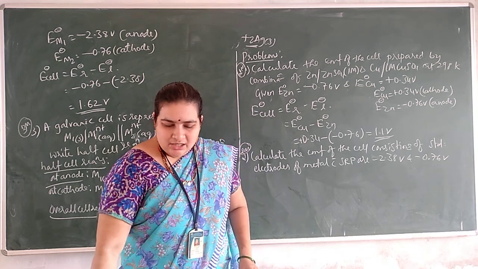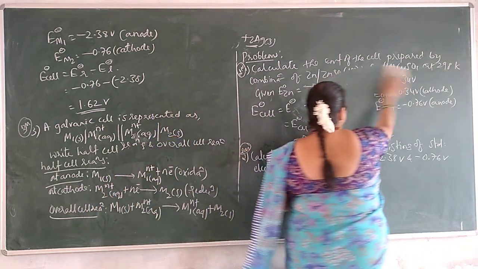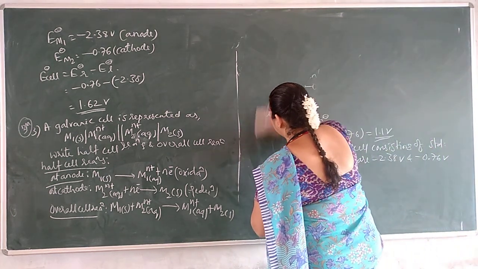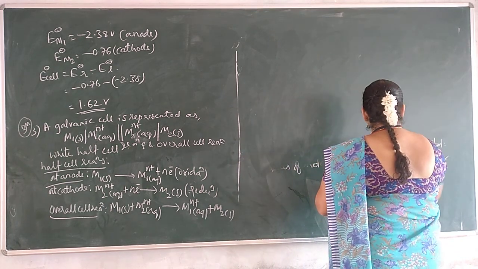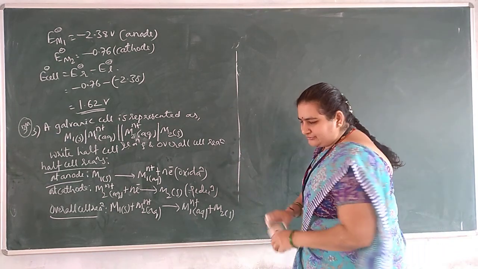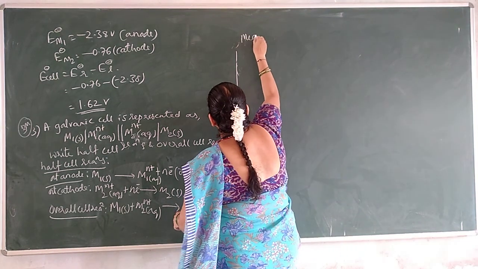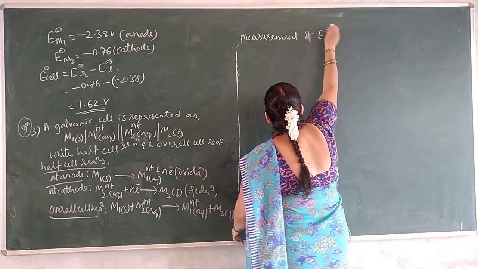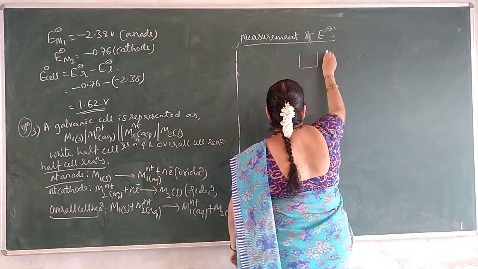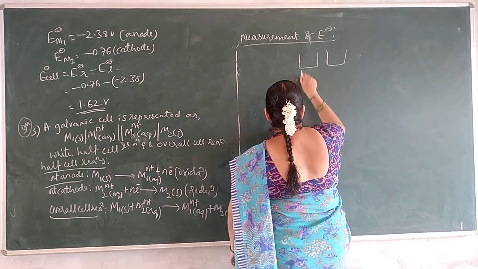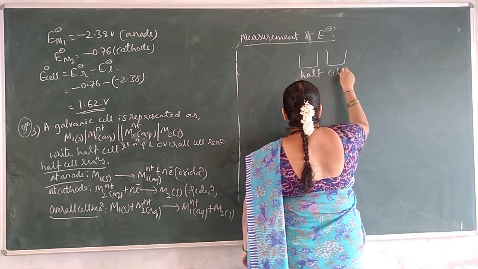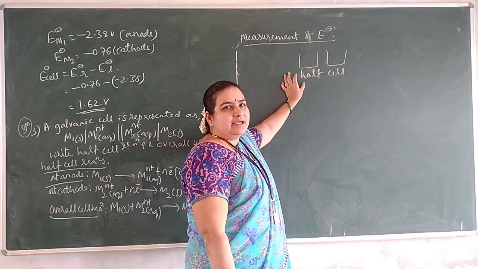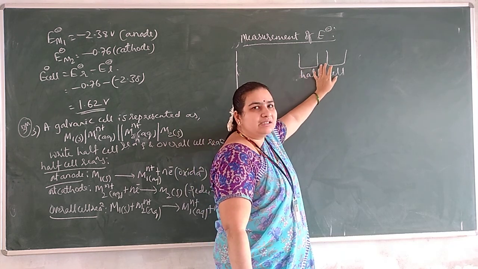Now the next part is measurement of electrode potential. A galvanic cell is a combination of two half cells, one anode and another cathode. An individual half cell cannot work independently. It has to work in the presence of another half cell.